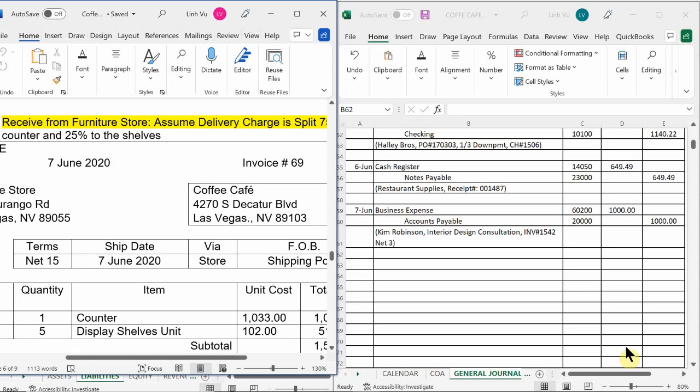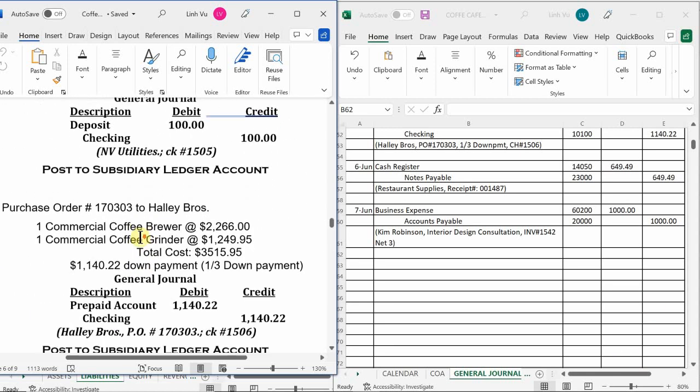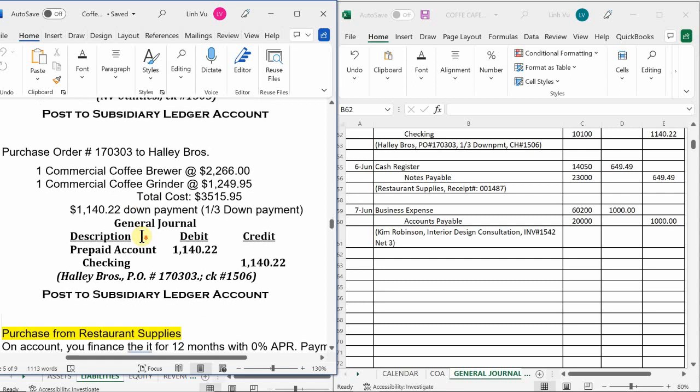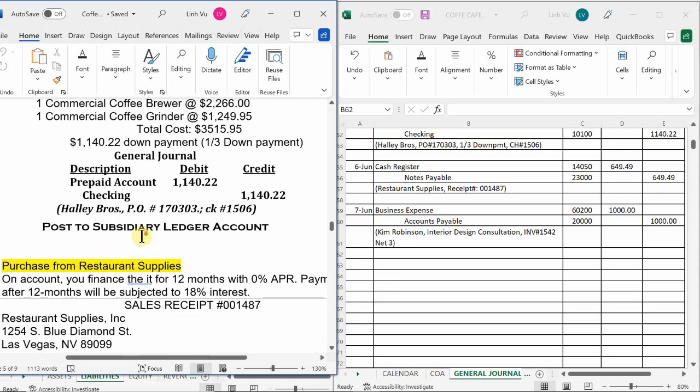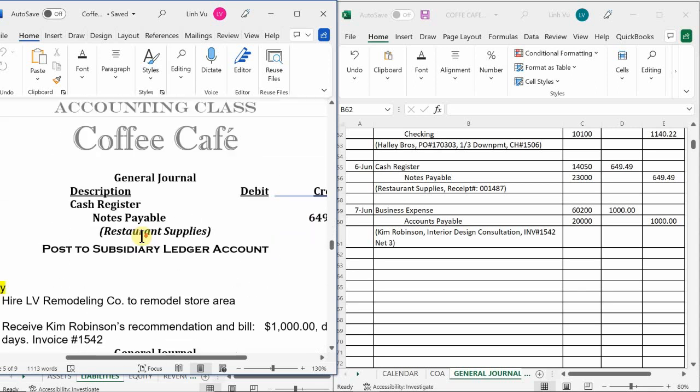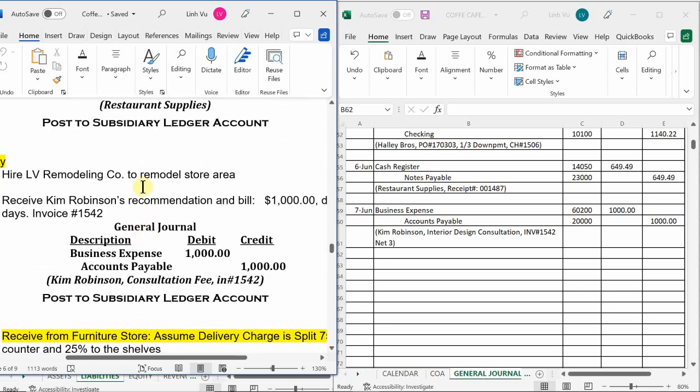Right, so last time we left off with this last transaction here, right? We received a bill from Miss Kim Robinson for her interior designing. Since we received a bill, we are assuming that we're not going to pay it yet, so this became our very first accounts payable account. And we recorded it in our journal, ledger, and subsidiary ledger, okay?